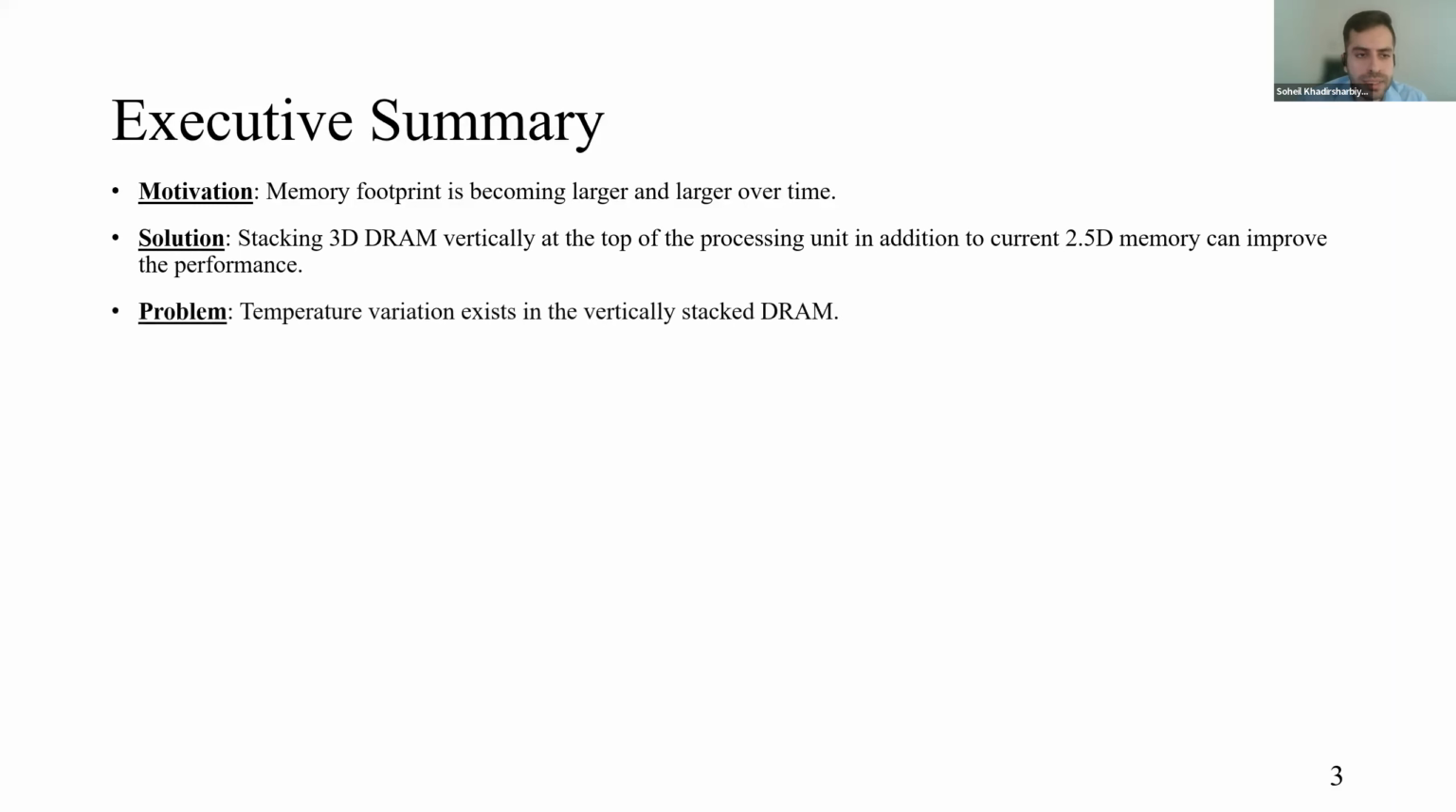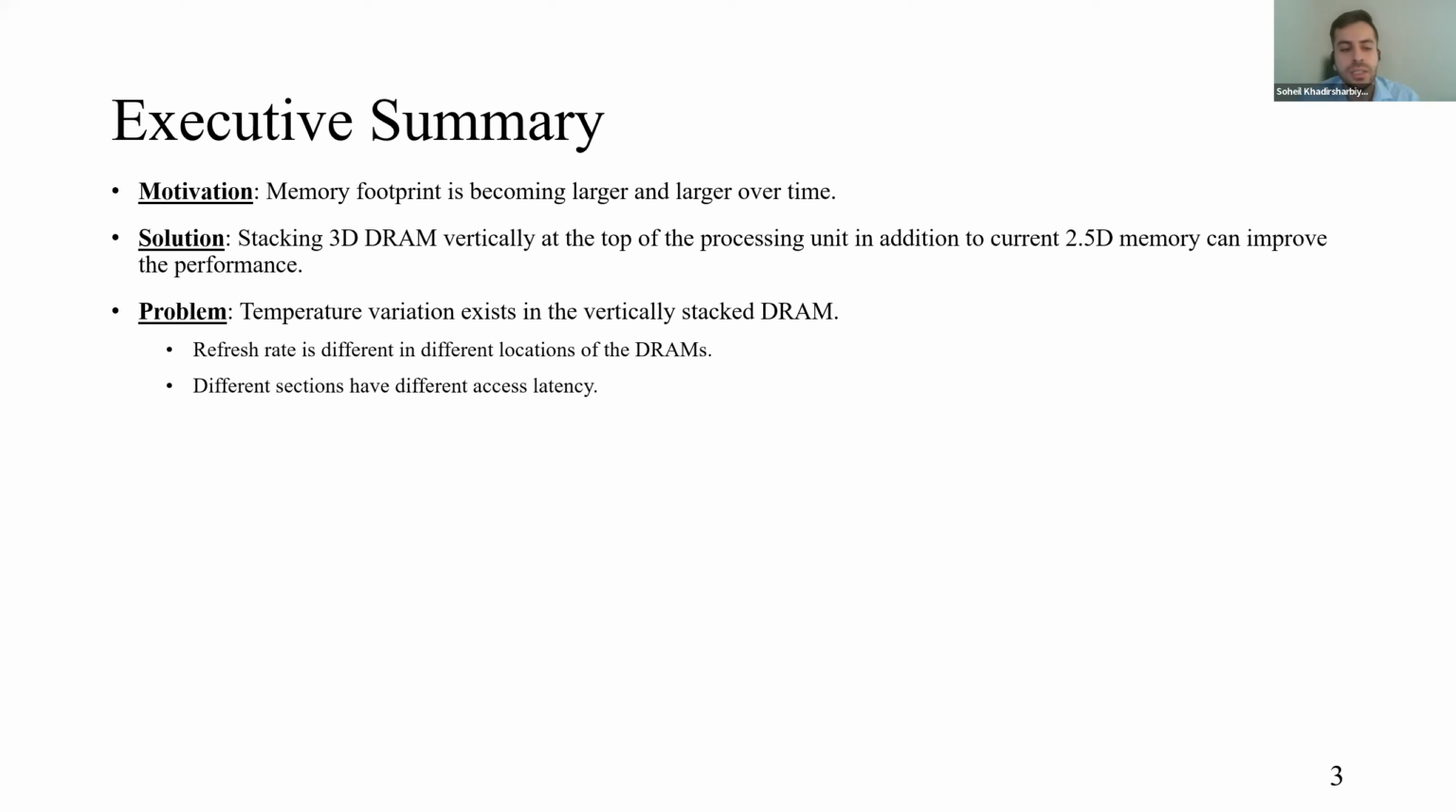The problem that this approach has is that there is a huge temperature variation in the vertically stacked DRAM, because the main heat source of the core is the processing unit. So when the temperature varies from one section of DRAM to another, the refresh rate is also different in different locations, and it will cause a non-uniform access latency in the DRAM.